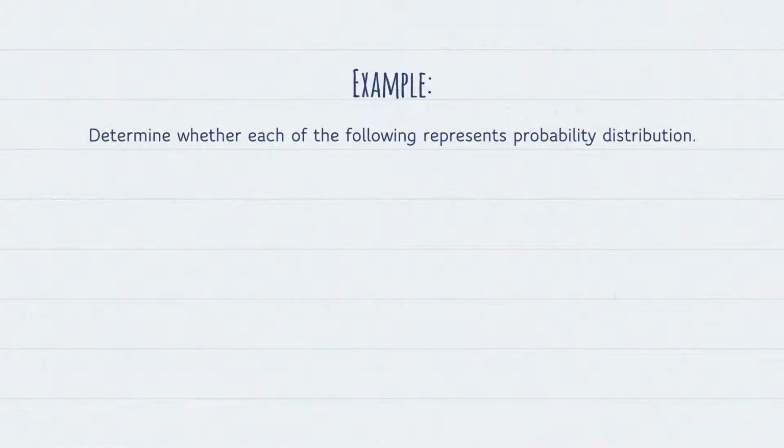So we have here an example. Determine whether each of the following represents a probability distribution. Again, in determining whether the given is a probability distribution, we need to consider the two properties. Again, the first property is that the probability of each value of the random variable should be between 0 and 1, or greater than or equal to 0 but less than or equal to 1.